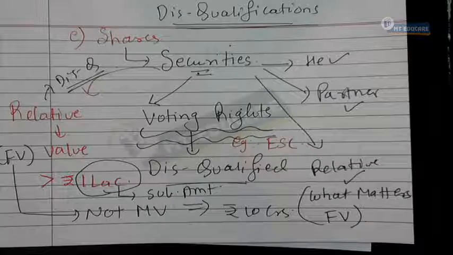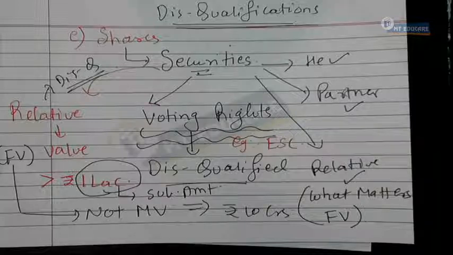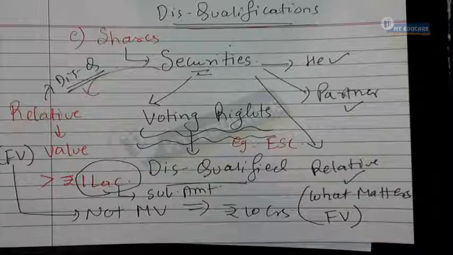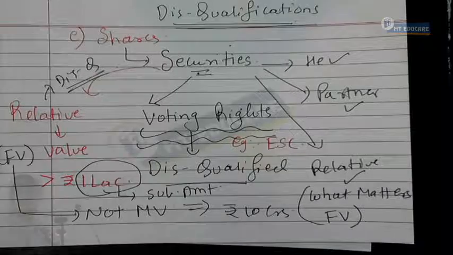If the market value of security, which is held by a relative, is 10 crore rupees, but its face value is less than rupees 1 lakh, then the person is qualified to act as an auditor. Full stop.